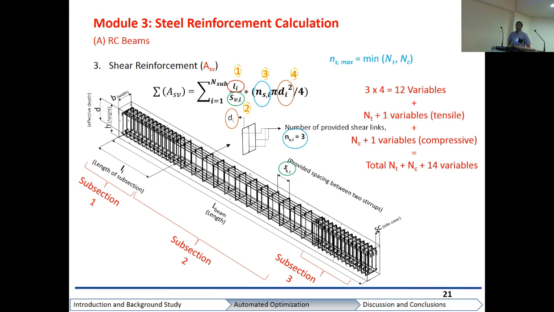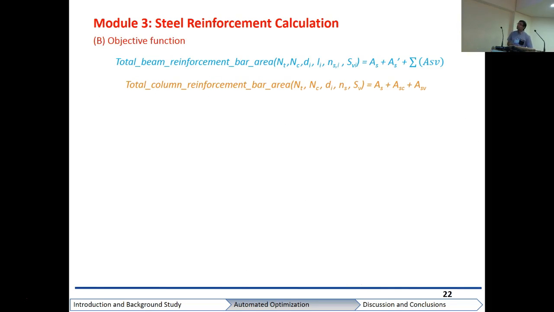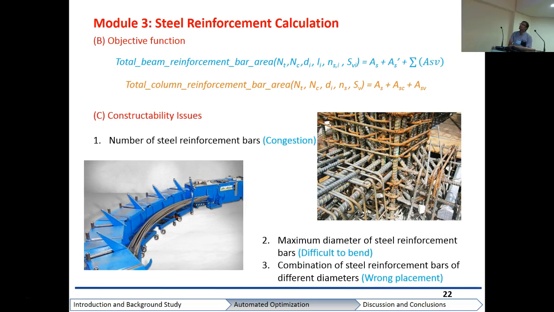Similar calculations were also done for RC columns, and we can say that our objective function will include the total beam reinforcement area as well as the total column reinforcement area. Now, reinforcement is not only a matter of optimization, it should also be easy to place on site. So we looked into the problems faced by contractors during the placement of steel reinforcement bars, and we found 3 types of problems.